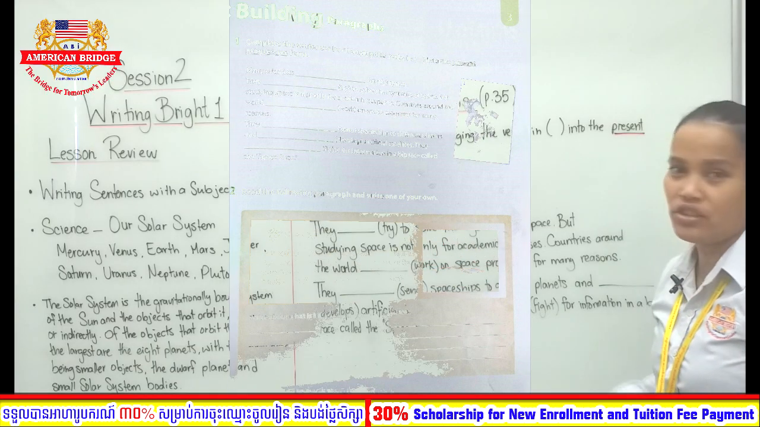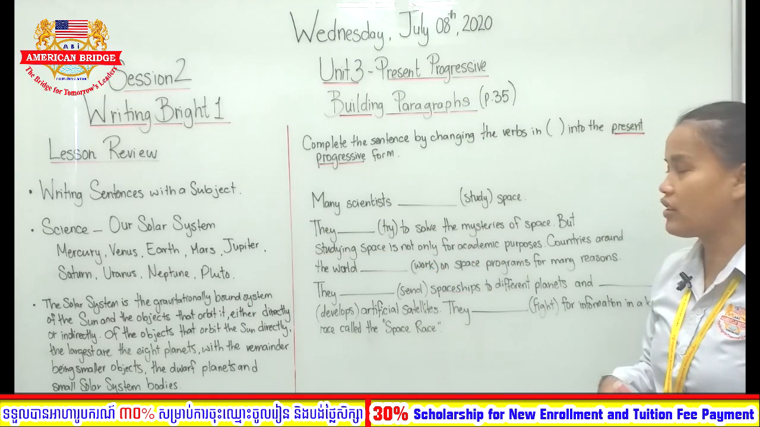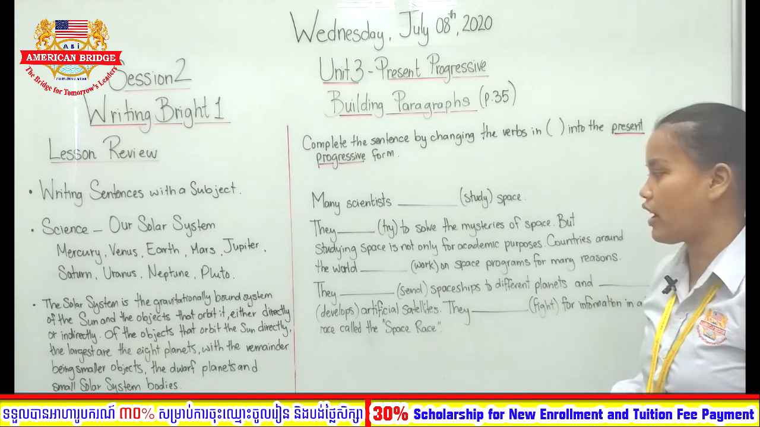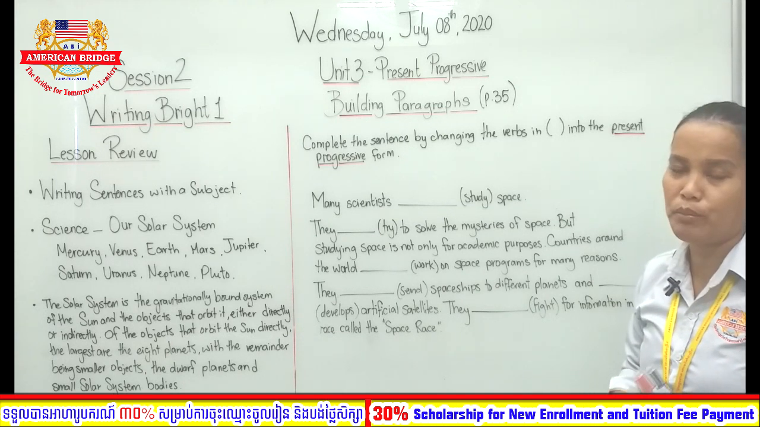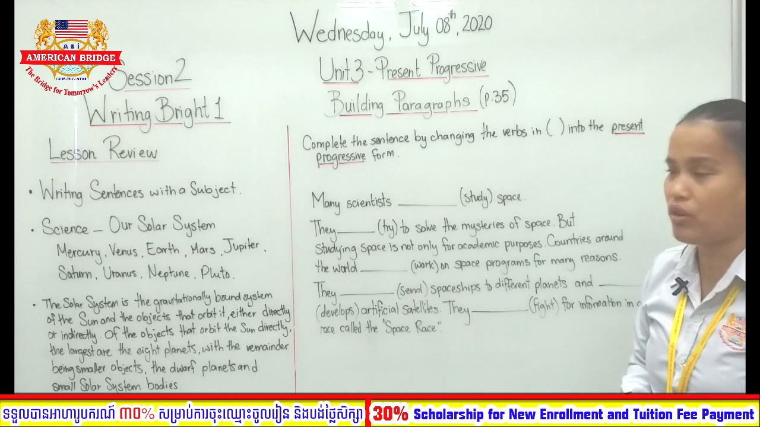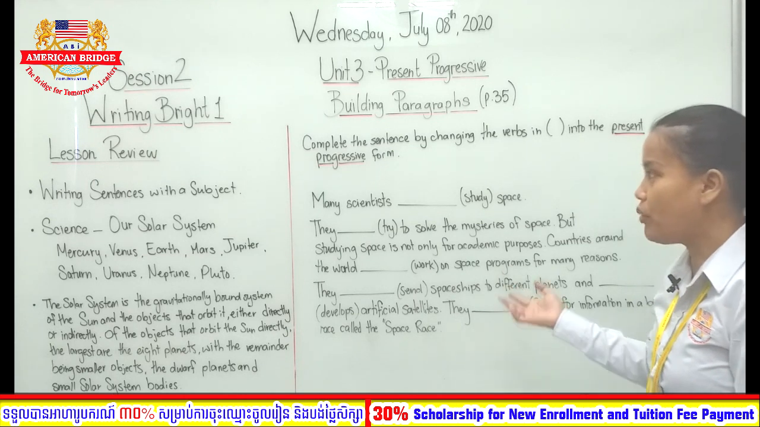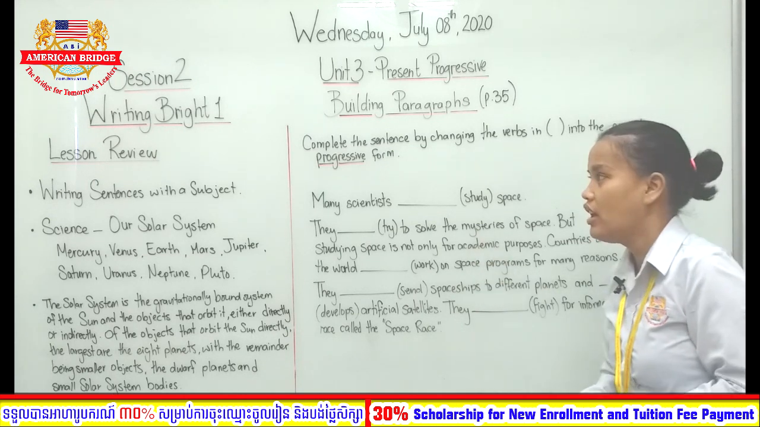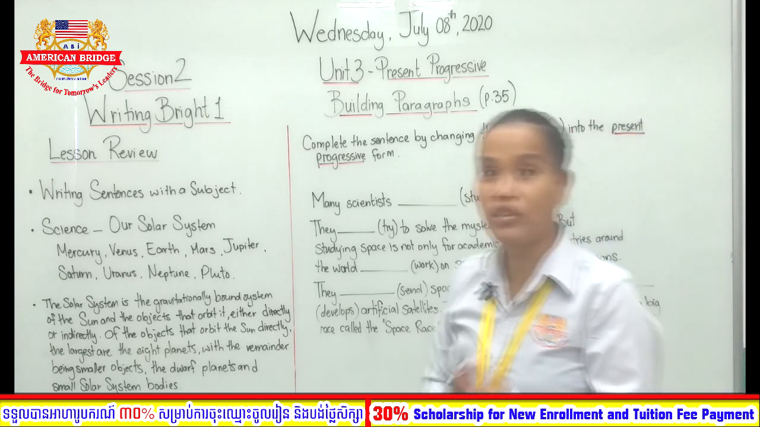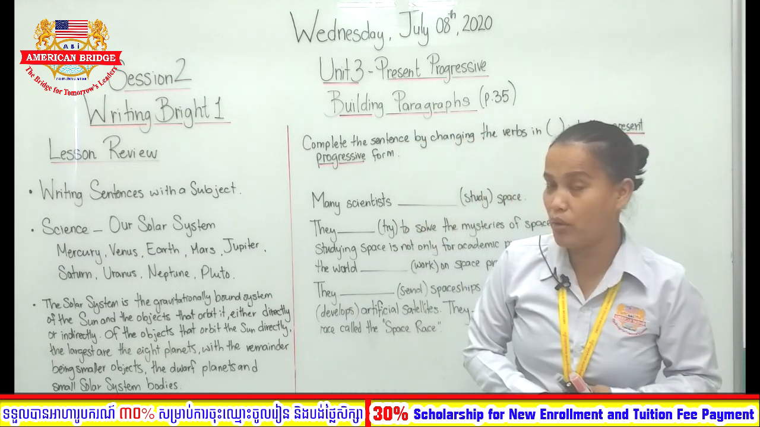Okay, so for session 2, we're going to go a little bit fast because it's just mainly about building paragraphs and completing blanks with present progressive. Okay? Alright, but before we go to the completing part, let's do a quick lesson review on what we've done last week with Writing Bright 1.